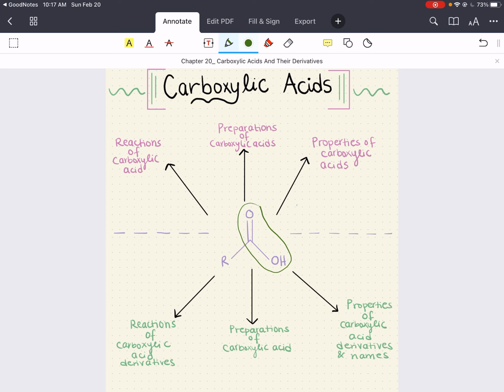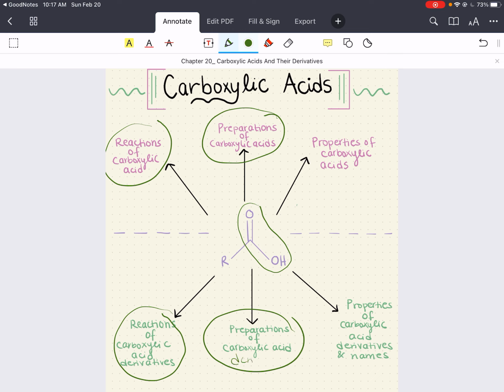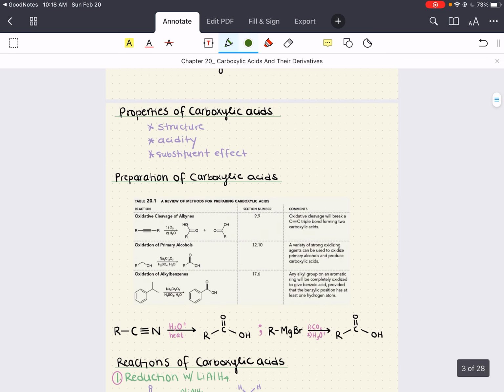Now, in this chapter, we're going to cover the reactions of carboxylic acids and their derivatives. We are going to cover preparation of carboxylic acid and its derivatives. And we're going to talk about the properties of carboxylic acids and, of course, you guessed it, its derivatives. Now, we're going to start off first with the properties of carboxylic acids. We're going to cover structure, acidity, and substituent effects.